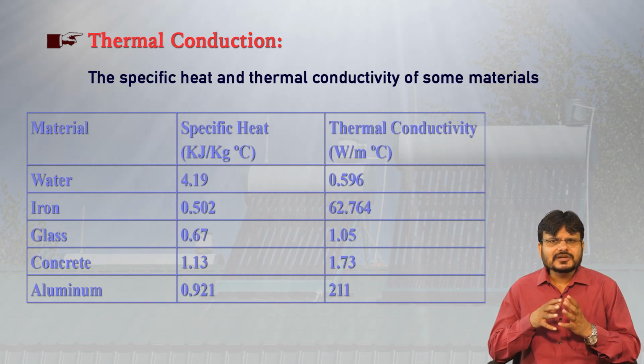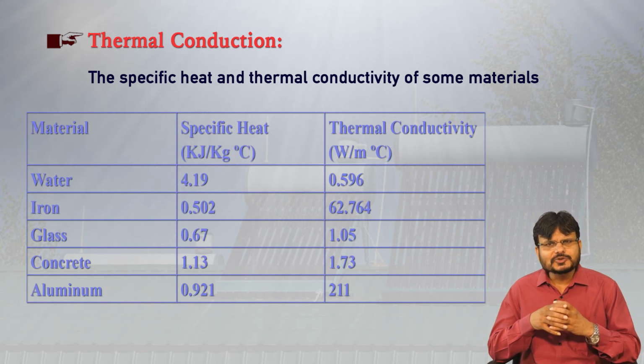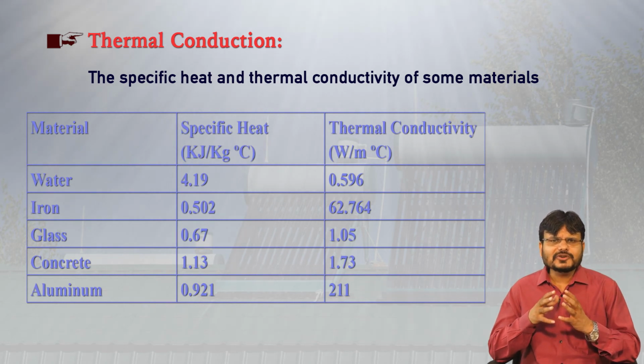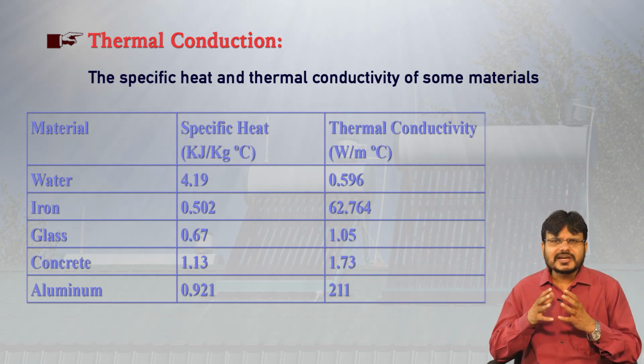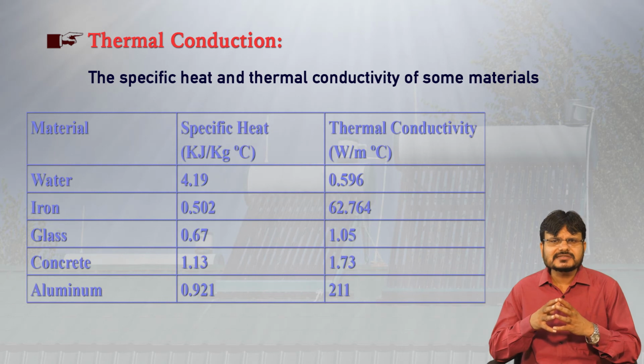Specific heat and thermal conductivity of iron are 0.502 kilojoule per kilogram degree centigrade and 62.764 watt per meter degree centigrade respectively. The specific heat of glass is 0.67 kilojoule per kilogram degree centigrade, and the thermal conductivity of glass is 1.05 watt per meter degree centigrade.